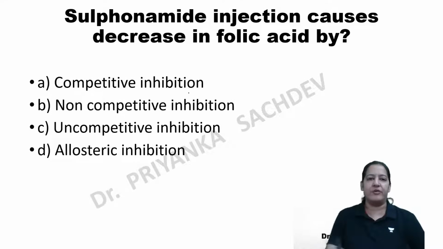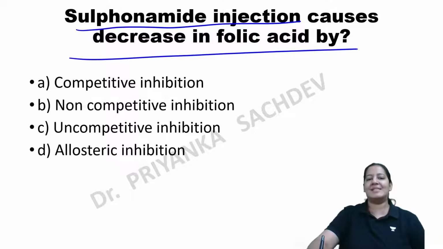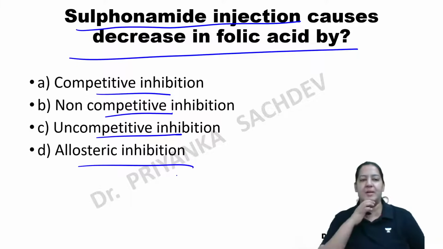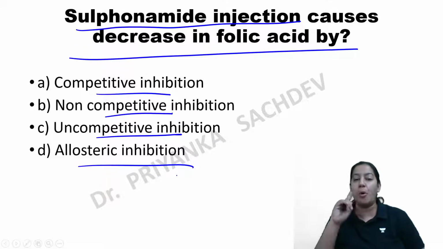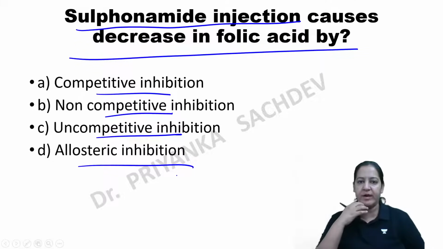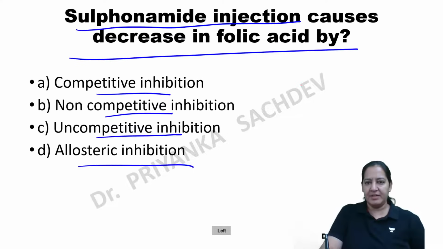The next question is in front of you. Sulfonamide causes a decrease in folic acid by which mechanism? Is it competitive inhibition, non-competitive inhibition, uncompetitive inhibition, or allosteric inhibition? You know, sulfonamide is competing with PABA for binding with folate synthase. Okay. If you have confusion in this question, let me tell you.